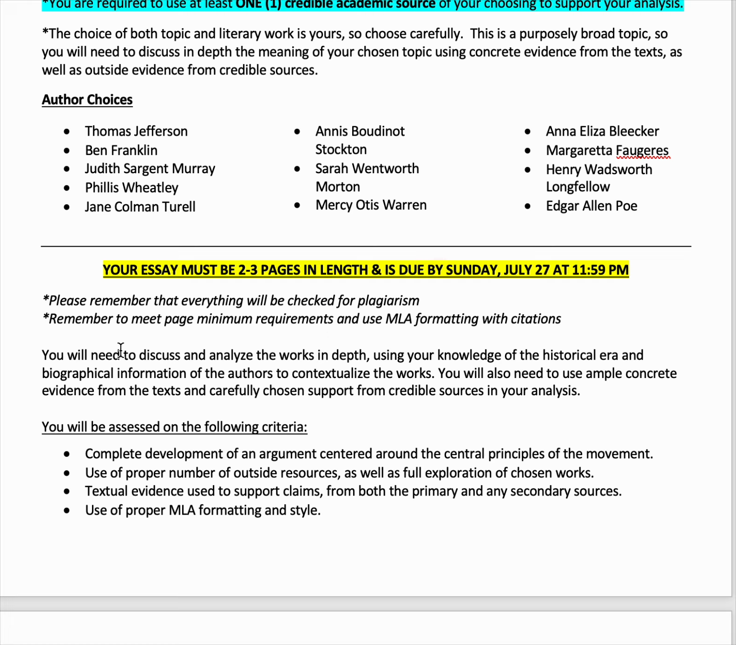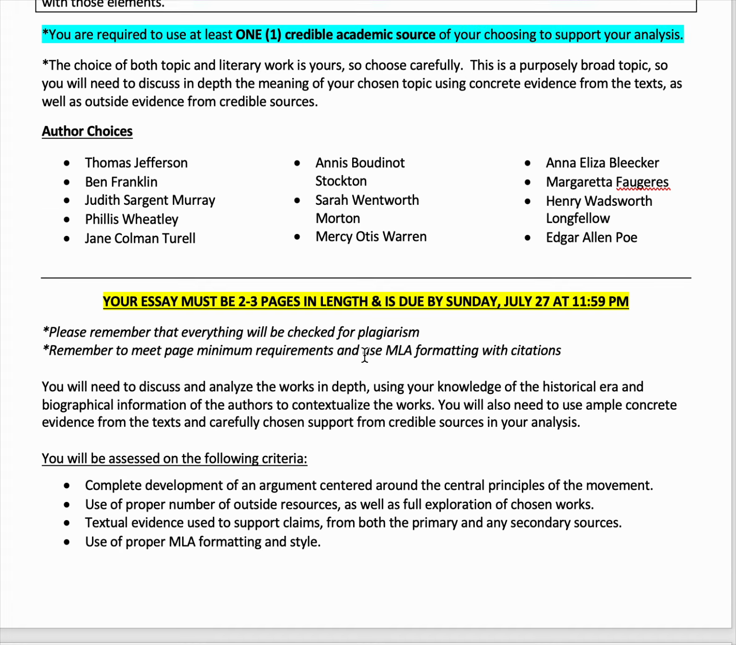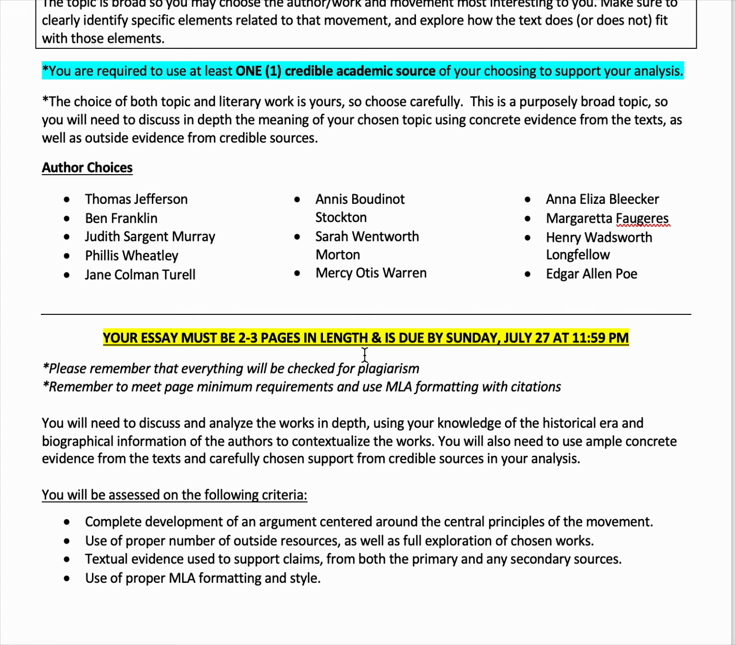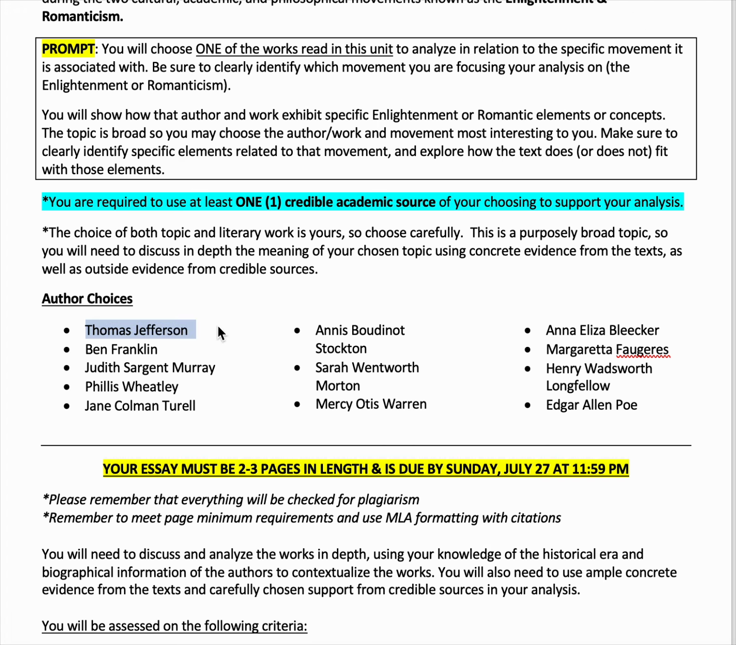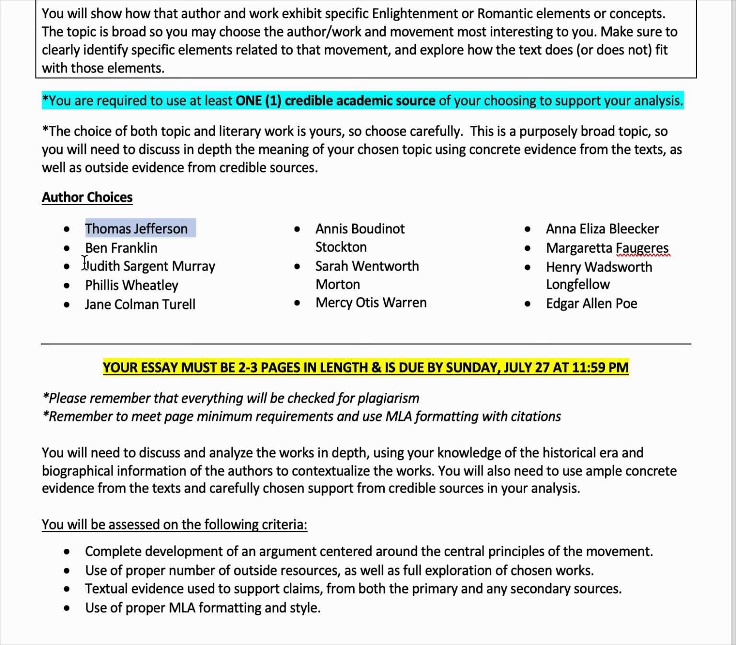And then make sure that you are using your notes from the graphic organizer, your knowledge of the era, and the biographical information from the author secondarily, as part of your analysis to contextualize the work. For example, obviously Jefferson's persona and biography are important to note in relation to the text. But like the first essay, you've got to keep the focus on analyzing the literature itself, rather than letting it become a biography or a history essay. Same thing with Judith Sargent Murray or Ben Franklin or Poe or whoever.